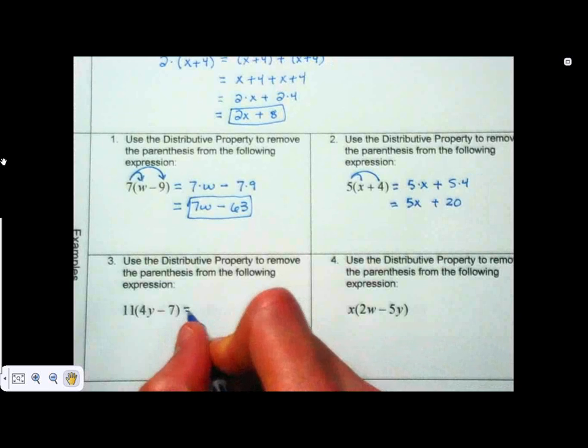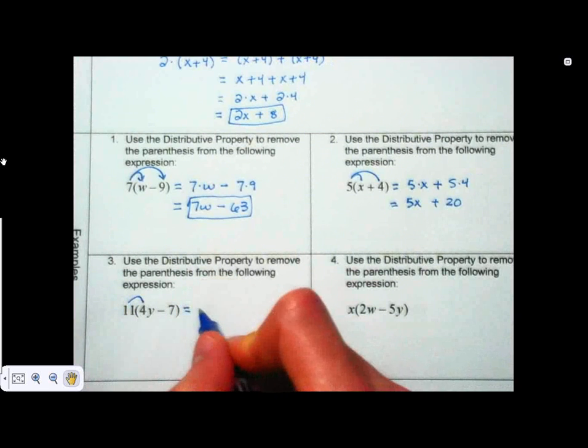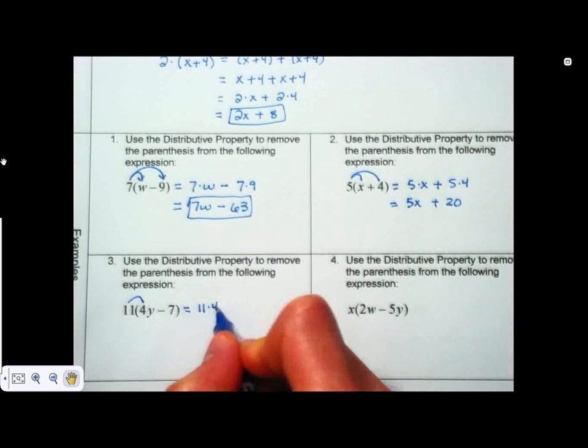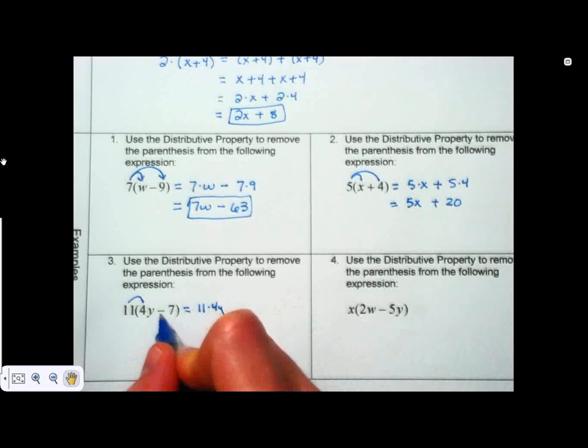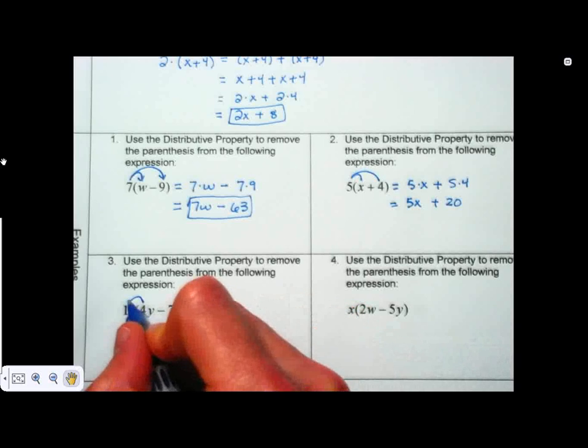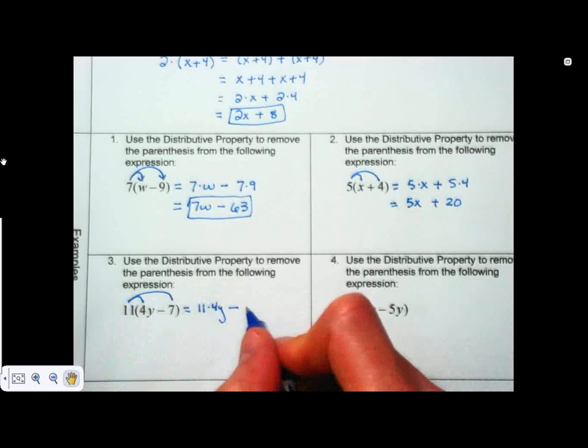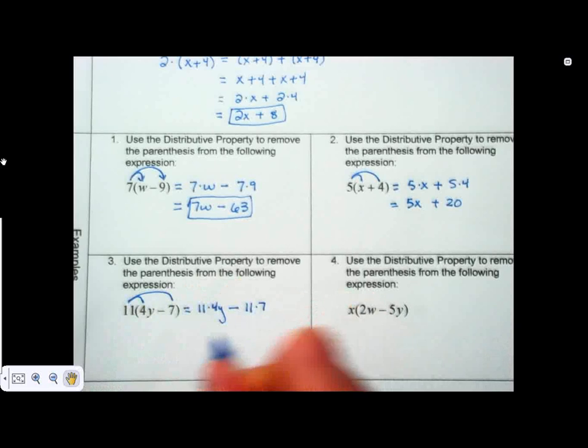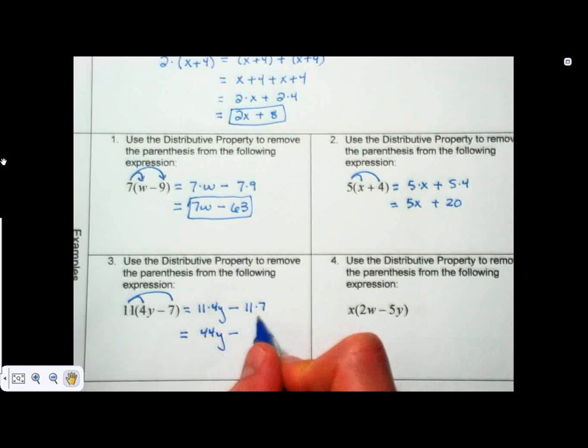Okay, so for number 3, if we do 11 times 4y, again the subtraction stays the same. 11 times 7 is the second term. And now if I consolidate, well, I can do 11 times 4, that's 44, and I'm still multiplying by y at the end, so I'm going to write that just as 44y. And then the second term, 11 times 7, is 77.